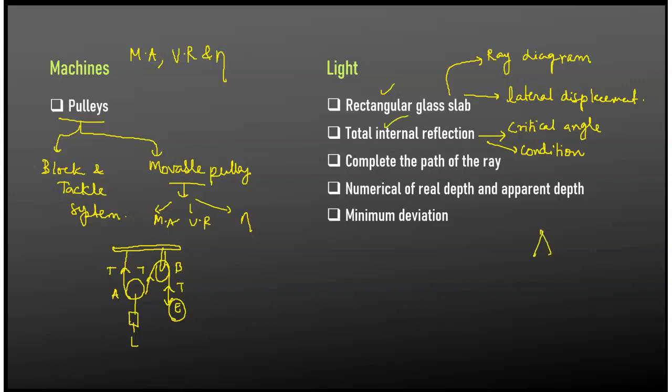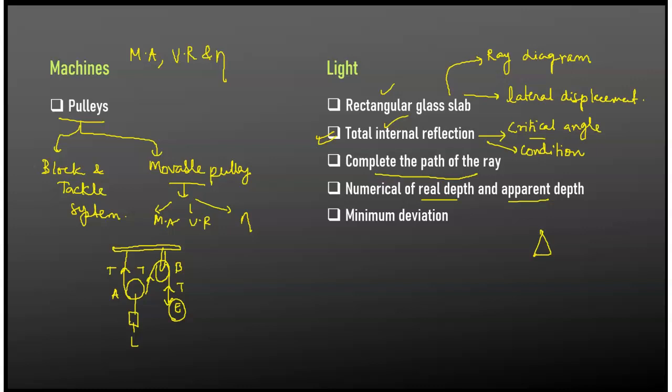They may give you a prism also. So even if they give you a complete the path of the ray question, total internal reflection, critical angle, all these will be put into the concept. Then numericals of real depth and apparent depth, there's a simple formula. You have to go through that and practice numericals on that. I think it may come this year.